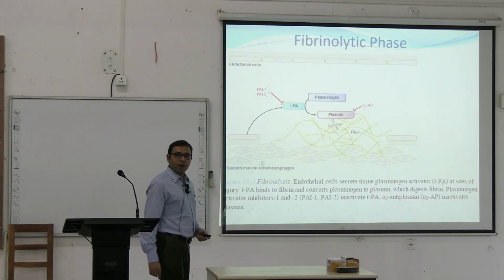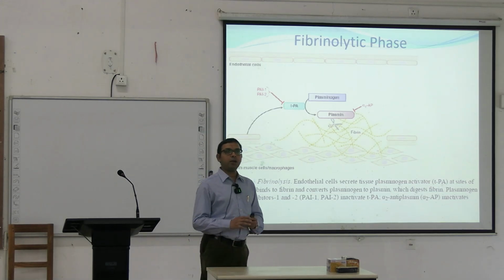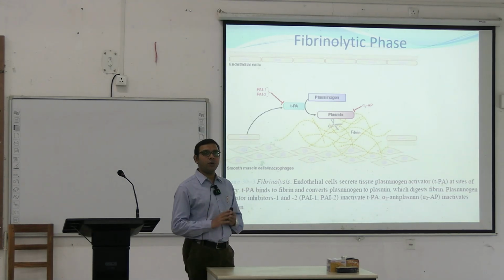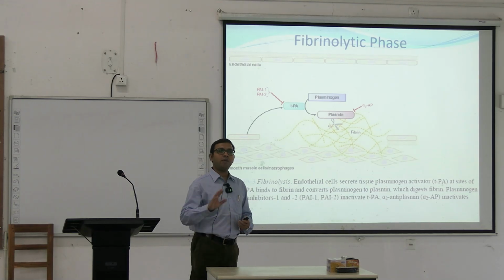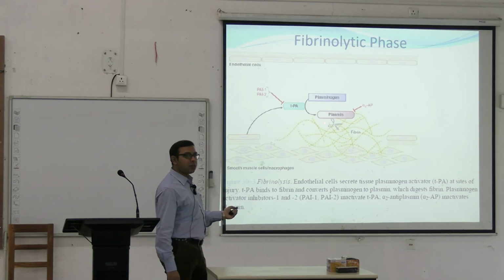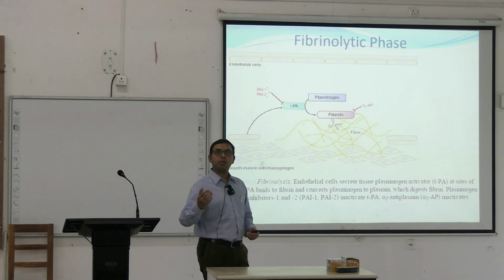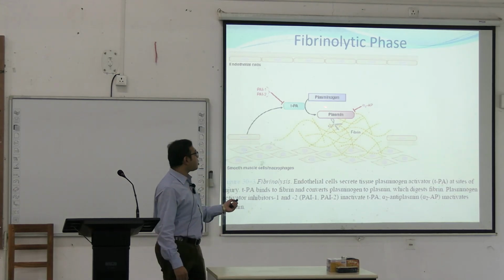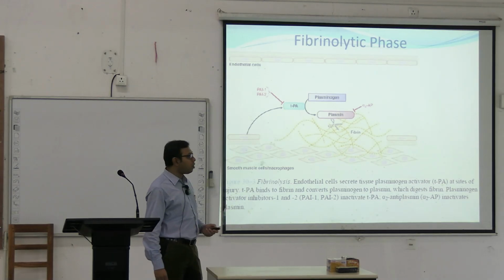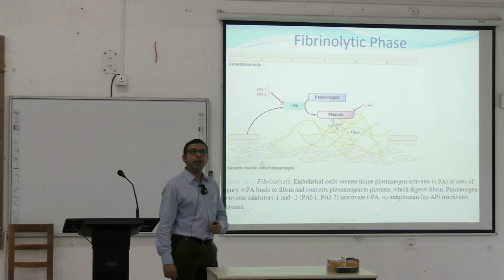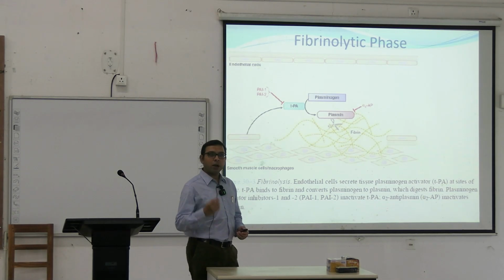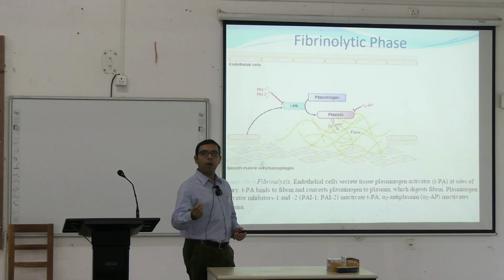Then comes the fibrinolytic phase. Already I have told that it should not be relentless. So ultimately when a coagulum is formed, it has to be destroyed when the function is over. This destruction is done by means of plasmin, and this plasmin is again formed from plasminogen. Plasminogen is present in our body, synthesized from the liver, and it is converted by means of the tissue plasminogen activator, and this ultimately destroys the fibrin meshwork. So ultimately the clot or coagulum goes away.